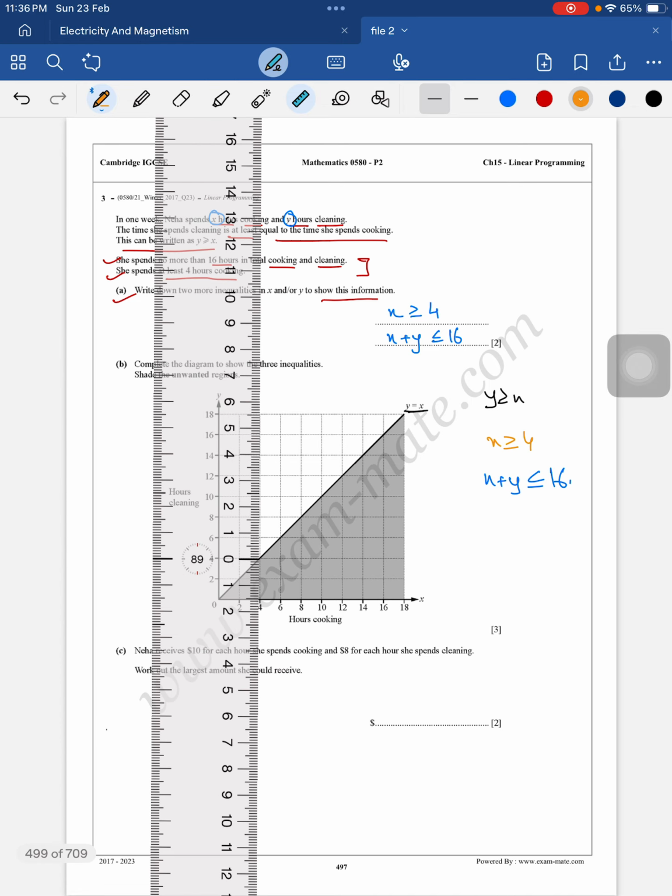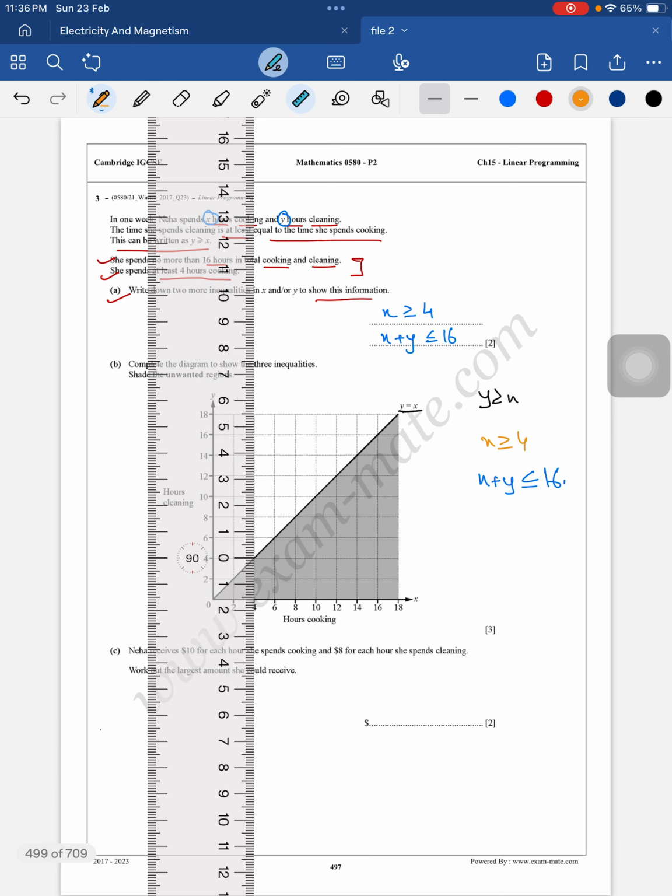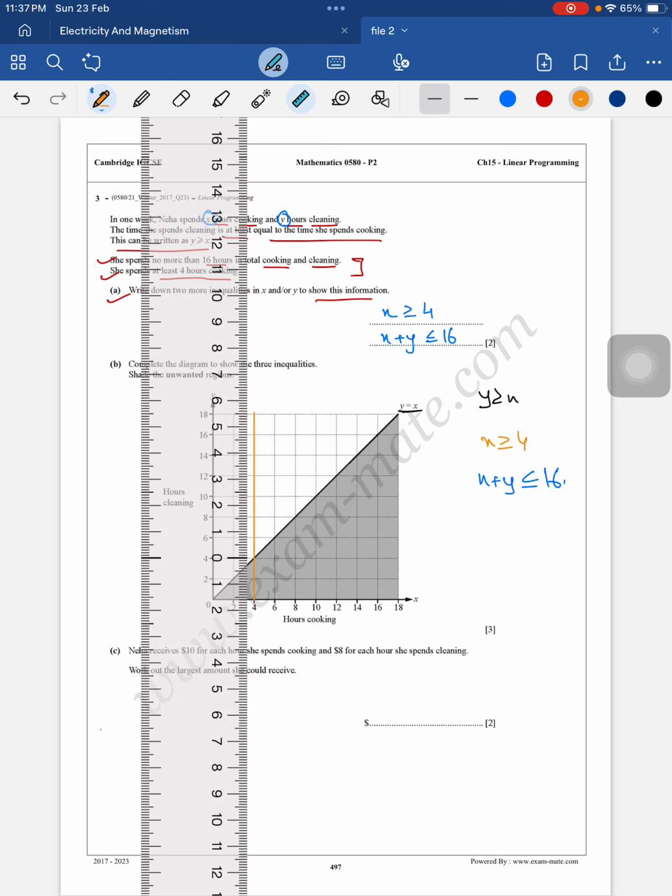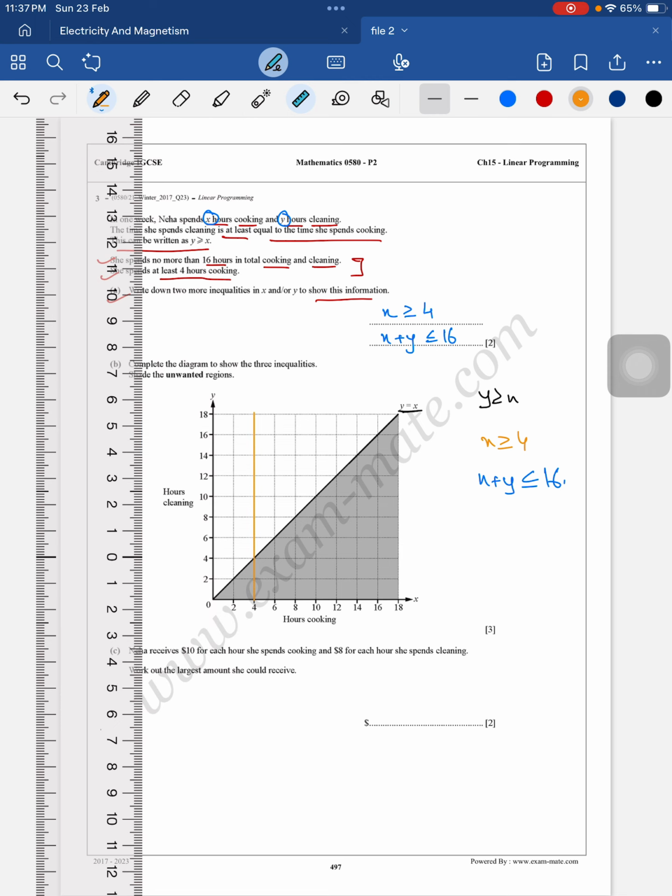So x greater than or equal to 4 means here we have this part, right? So this is x greater than or equal to 4, with the line x equals 4. And now first make x plus y equals 16. So 16 is the y-intercept over here.